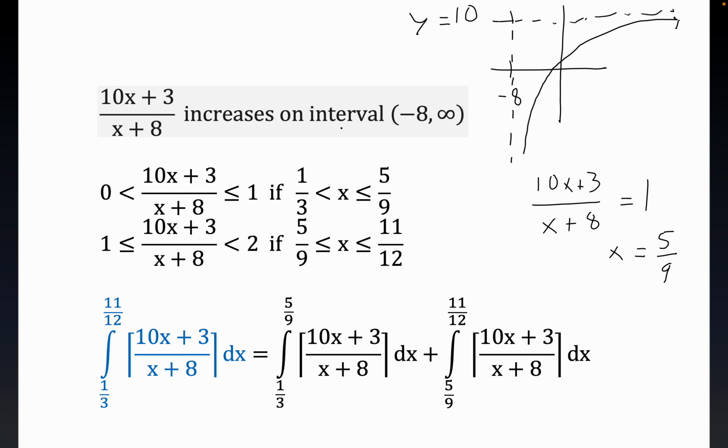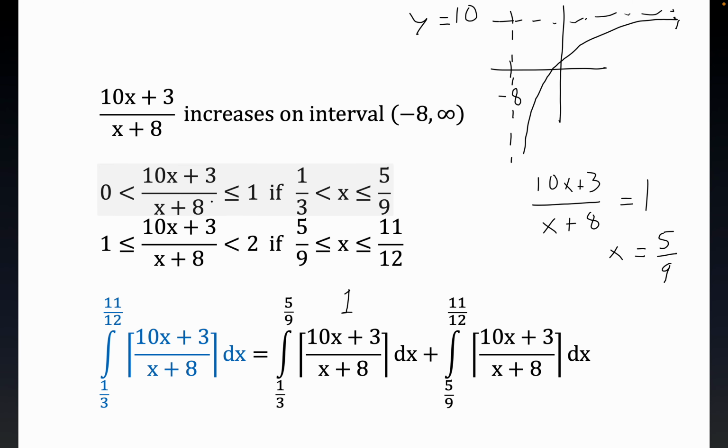The rational function increasing on this interval, anything to the right of -8, is actually quite important here, okay? Now, what does this imply right here, folks? Well, we got this rational function trapped between 0 and 1. That means anywhere on this interval 1/3 to 5/9, the floor function or the ceiling function is just going to take on a value of 1. Okay?